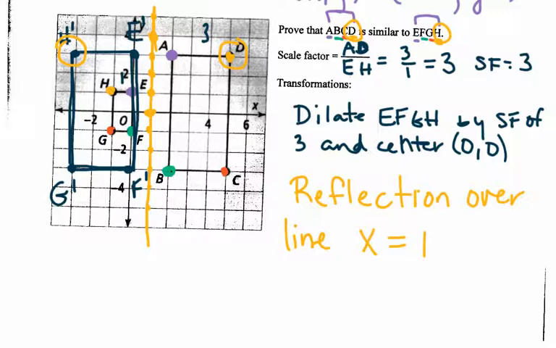I also want to remind you that if there is a reflection involved, the orientation will switch. So if you look at ABCD, I am moving counterclockwise. If I look at EFGH, the original one, that's moving clockwise. So that tells me right there that there had to be a reflection involved. All right, let's move on to the next page.